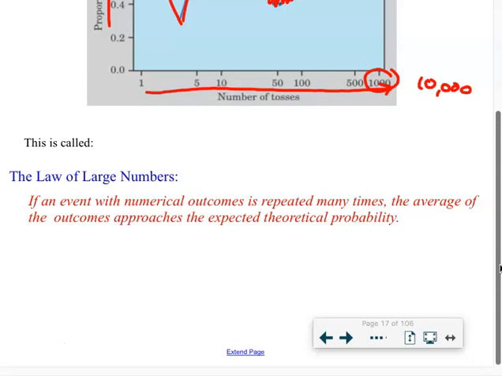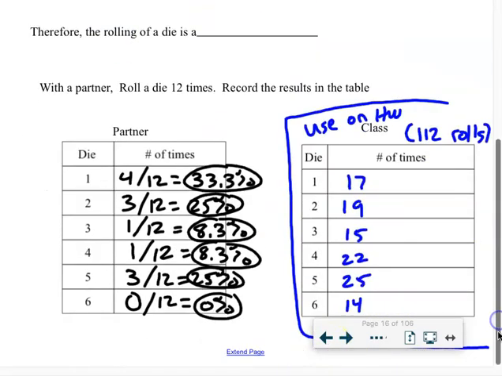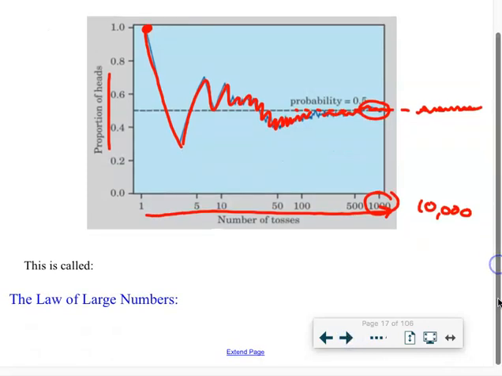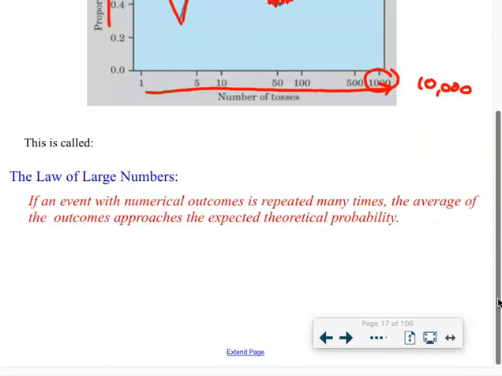If you did our spinner with the 4 equal spaces 1,000,000 times, it would be really, really close to 25% for each space. Same with the other example with rolling the dice. We only did 12 examples, and you saw how far off our percentages were, right? After 12, we had nowhere close to 16%. But even after 112, we were a little bit closer. So if we rolled the dice 1,000,000 times, we'd be really, really close to 16.7% for each. Okay, so that's just an idea that I might ask you about on the homework.